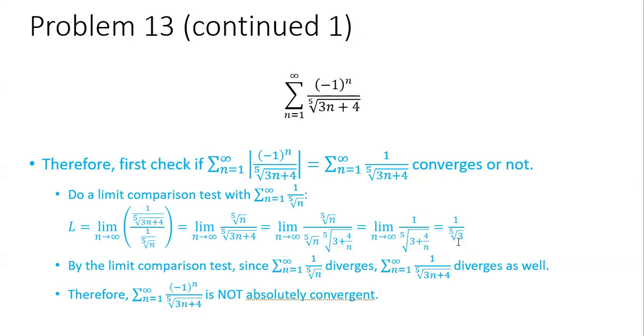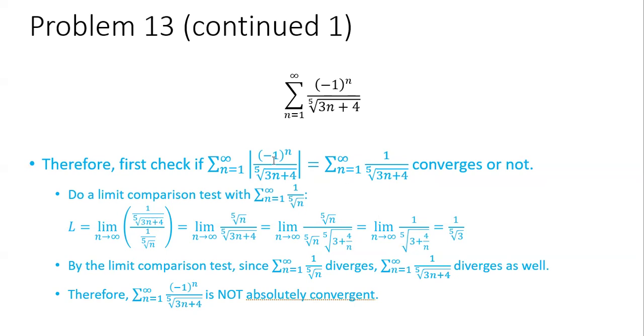And the limit comparison test says that if this limit is finite and positive, which it is, both series diverge or both series converge. The one we compared to diverges. It's a p series of p equals 1/5, which is less than 1. So it diverges. Therefore, the absolute value version diverges as well. Since it diverges, it's definitely not absolutely convergent. Okay. Now, we have to check if it's conditionally convergent, though.